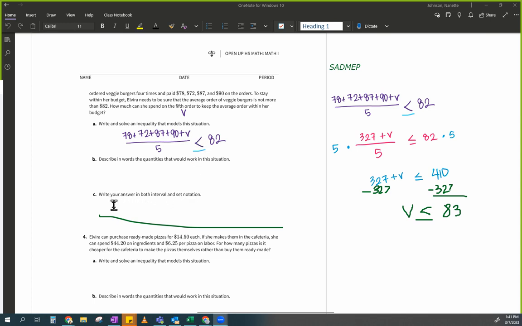So I need it in interval and set notation before I get started on it. It says describe in words the quantity that would work. So maybe you say something like, she can spend up to $83. Or you guys can do the fancy thing and say, she can spend no more than $83. Either way.